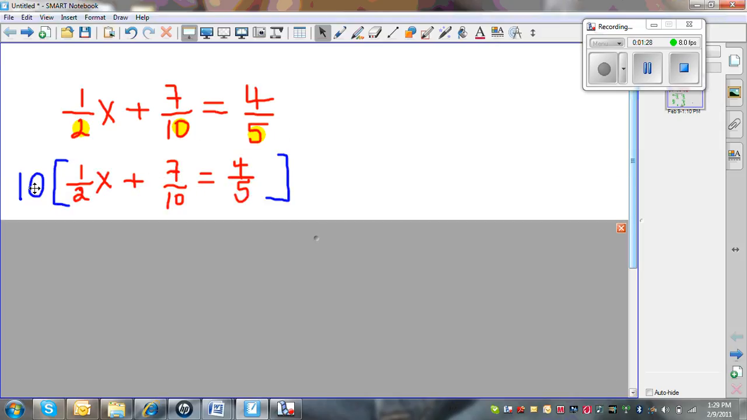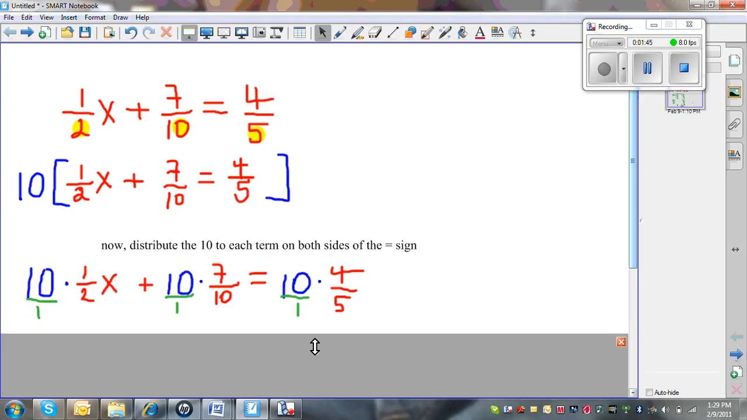Remember, our rule says that as long as we do the same math operation to each piece of the equation on both sides of the equal sign, we're legal. So let's give it a whirl. And 10 is the common denominator. We can think of 10 as 10 over 1, and we're going to distribute this 10 to each of these three terms of our equation. So here's what it looks like. 10 times 1/2 x plus 10 times 7/10 plus 10 times the 4/5 on the other side.